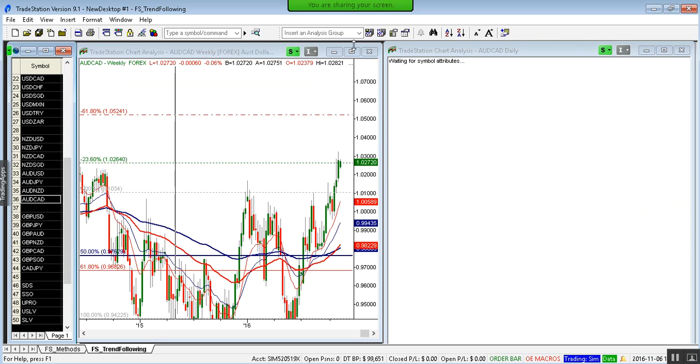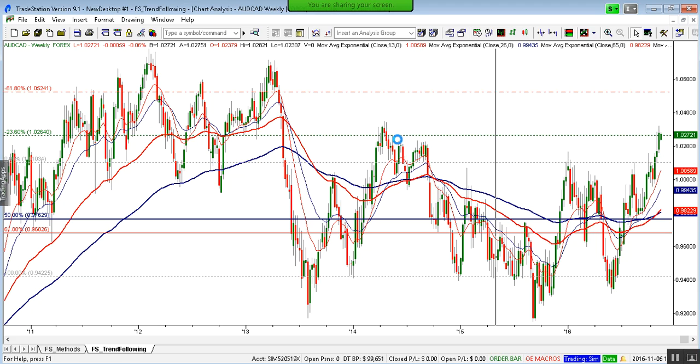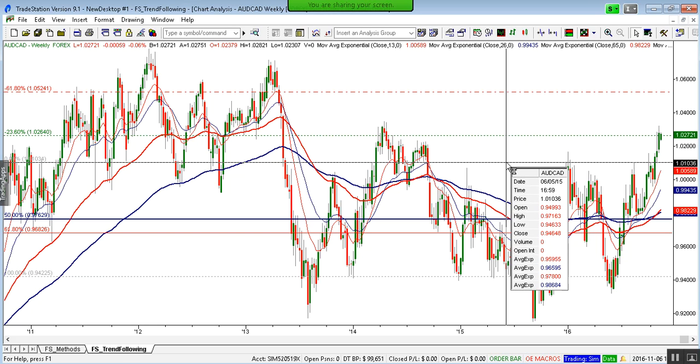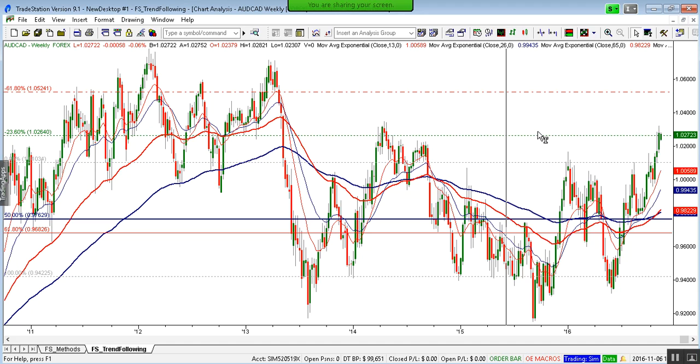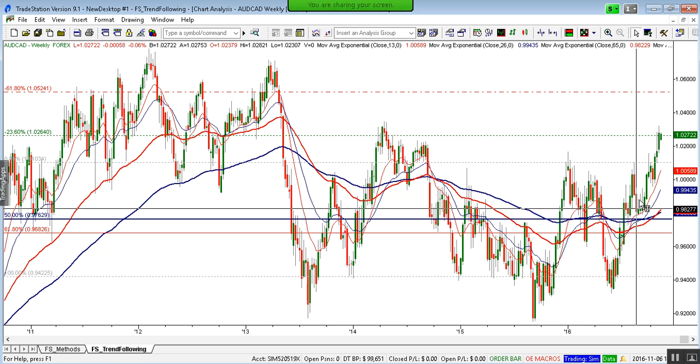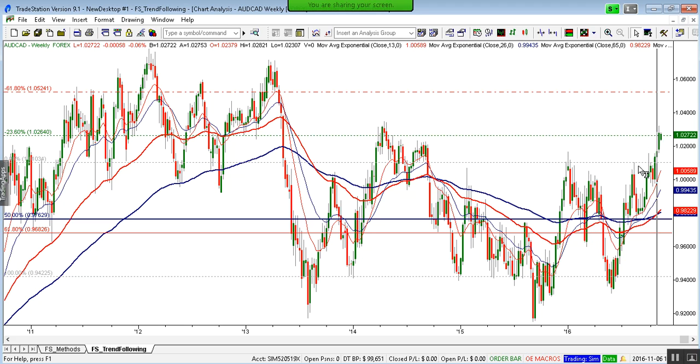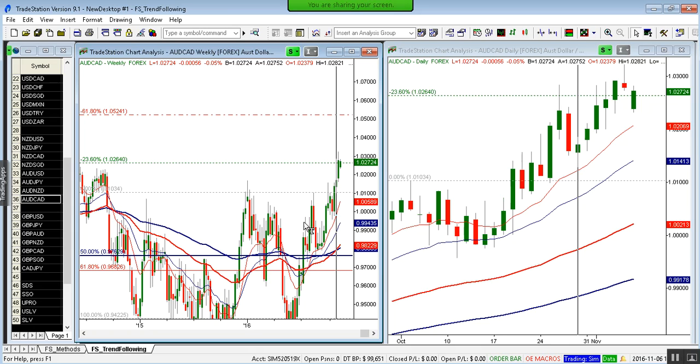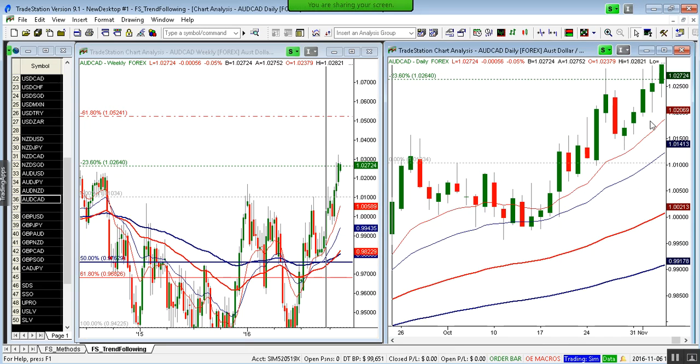Finally, the Australian dollar, Canadian dollar. This market has broken higher with a breakout recently here, and now it has reached an extension, daily extension, first target here, and that's the reason we are seeing the profit taking there.